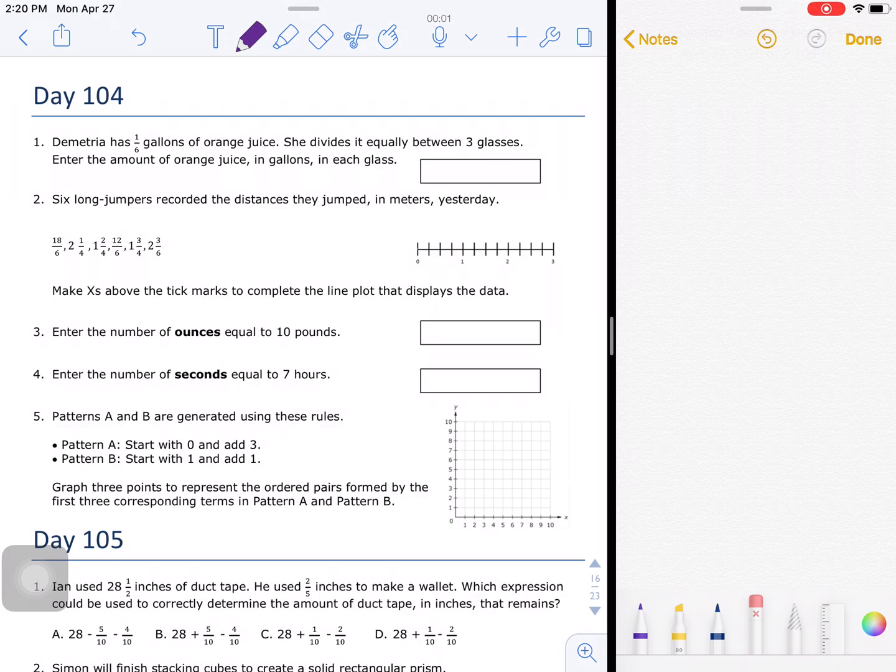Let's take a look at problem number 1. Demetria has 1/6 gallons of orange juice. She divides it equally between 3 glasses. Enter the amount of orange juice in gallons in each glass. Well, this is something that we do quite often when we have friends, is we split something up. So let's take a look at what kind of a picture I would draw.